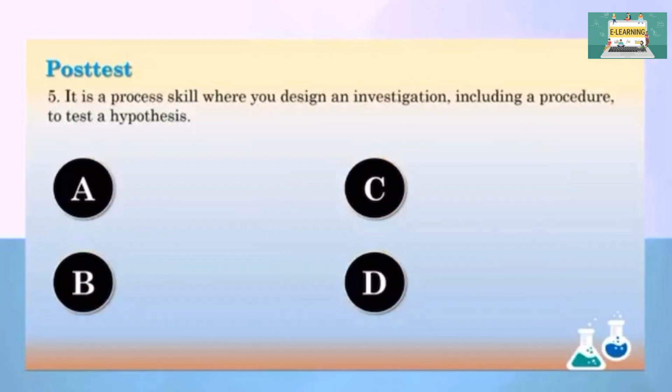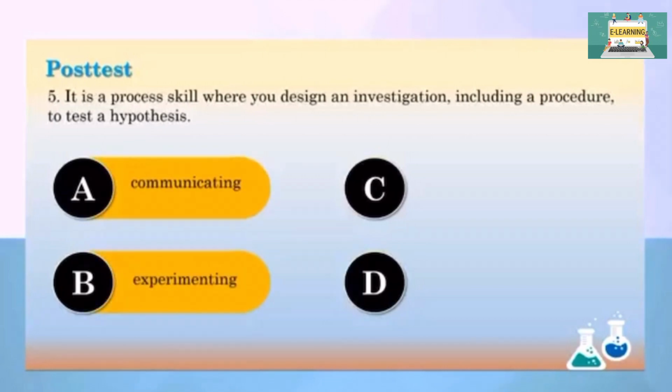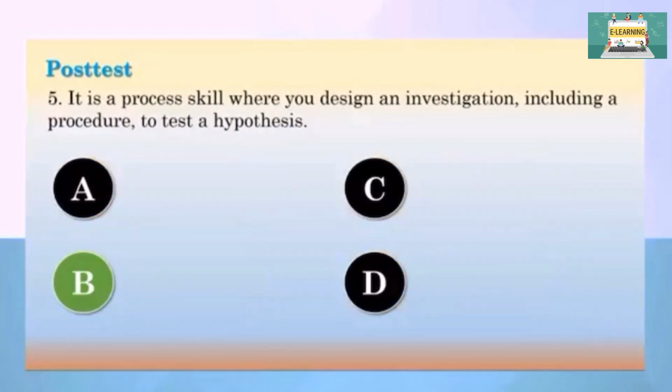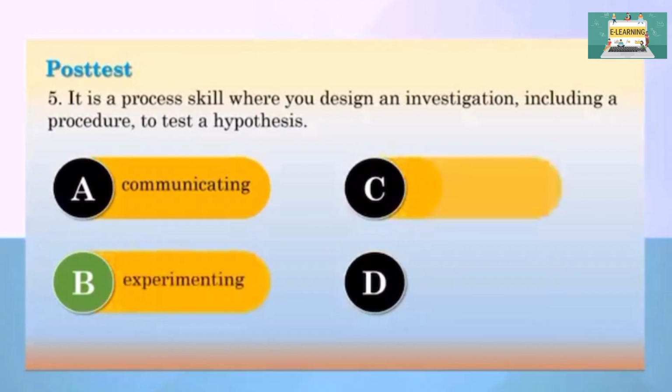Number 5. It is a process skill where you design an investigation, including a procedure to test a hypothesis. A. Communicating. B. Experimenting. C. Formulating a hypothesis. And D. Interpreting a data. Think of your answer. Very good. The answer is letter B, experimenting.